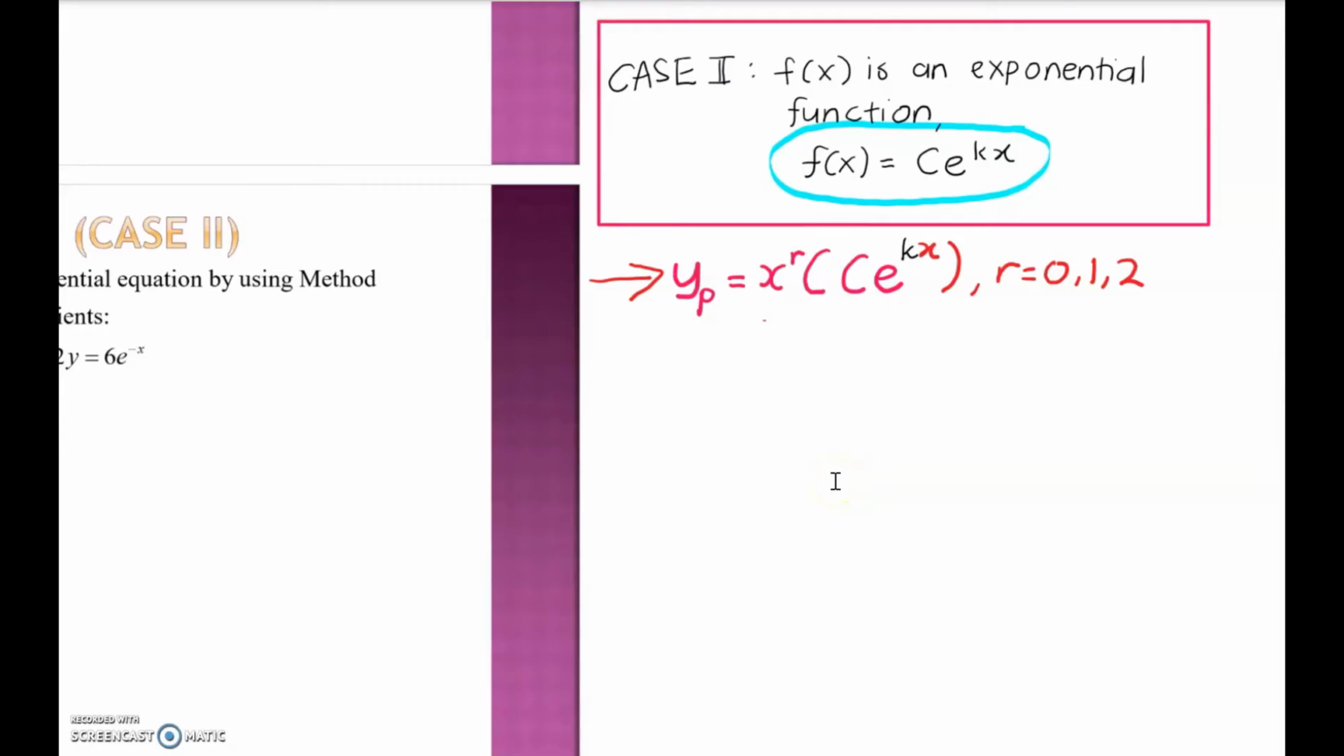Assalamualaikum and hi everyone. We continue our lesson on the undetermined coefficient method, where now we are going to discuss case 2, where f(x) is an exponential function. And when we talk about an exponential function, it must be in the form of Ce^(kx). It cannot be Ce^(kx) to the power of n. It must be in the form of Ce^(kx) only, where C and k are constants.